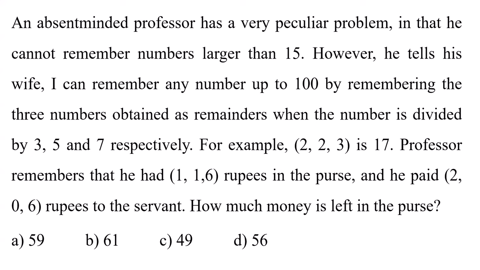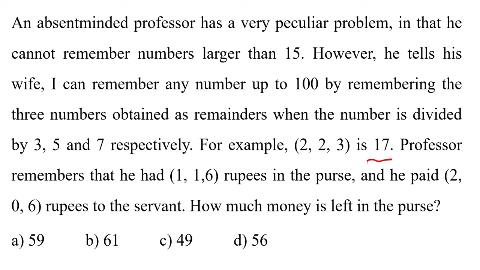In a question, we cannot question the question. So he cannot remember one number, how can he remember three numbers? That we cannot ask. But as per the question, we should understand first. As per the question here, greater than 15, up to 100, he cannot remember. Instead, he is remembering the remainders when the number is divided by 3, 5, and 7. And clearly, they have given an example for 17.